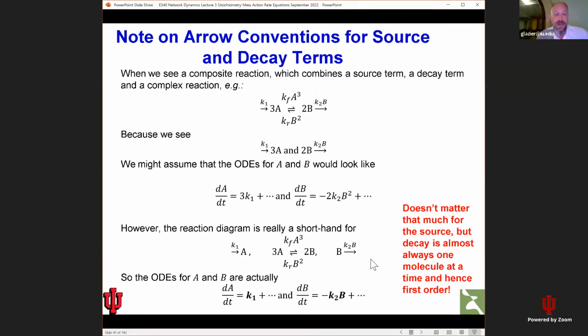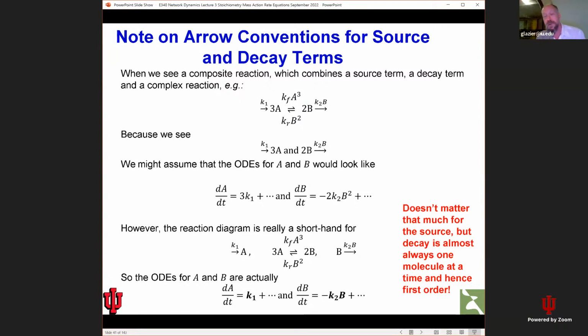And so really, the reaction diagram is really a shorthand for: nothing goes to A, and 2A goes back and forth to 2B reversibly, B decays. And so when I write that, I do not make the stoichiometric corrections that I've just told you to make. And so when you see a diagram like this one at the top, you have to know that I don't actually multiply the rate of creation of A by 3, and I don't multiply the rate of destruction of B by 2.